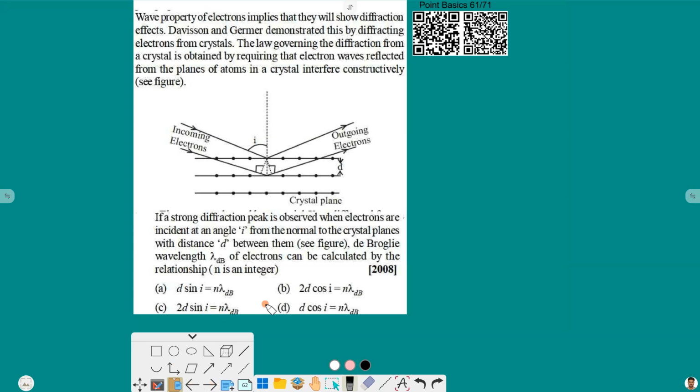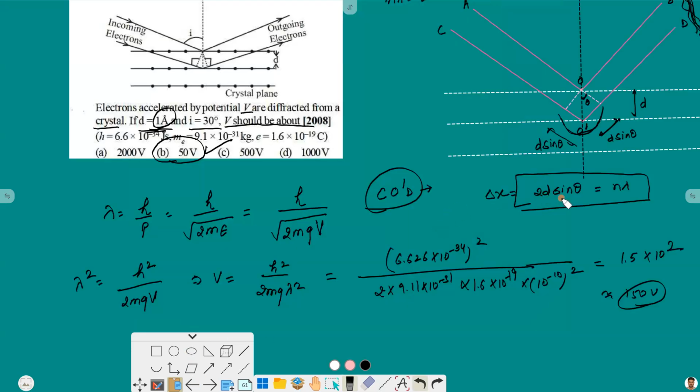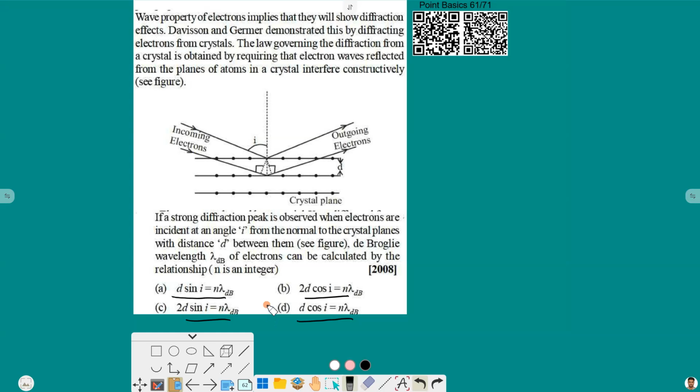Moving ahead, this is the same question as in the previous IIT JEE question. There was some question which depends upon the same paragraph. So these two are related to each other, and the part here which we have to find out is the condition for maximum, and that we have already solved. That is n lambda is equal to 2d sine theta. So n lambda is equal to 2d sine theta. That is option C here.